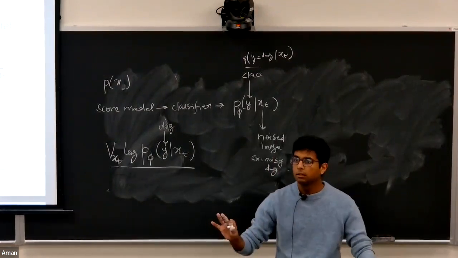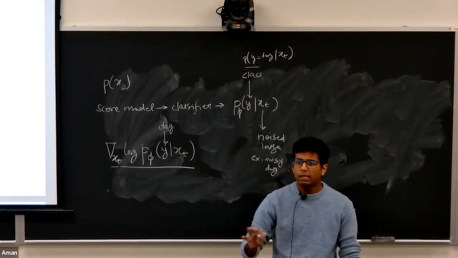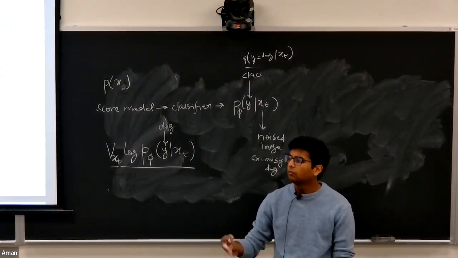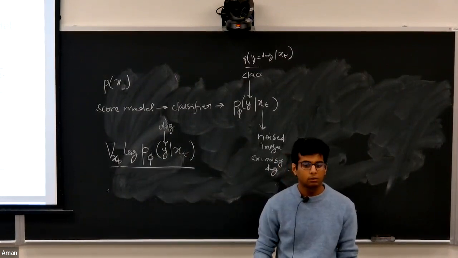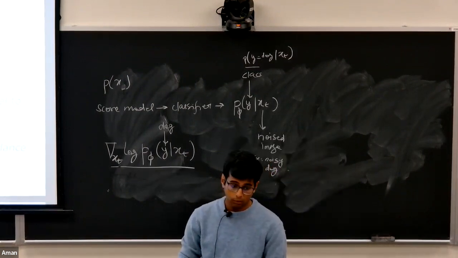That makes sense, right? Any questions so far? About anything, like diffusion models, conditional diffusion models, this type of conditioning, and why it would be useful? Anything that's not clear so far? All right, so that's the score-based model.